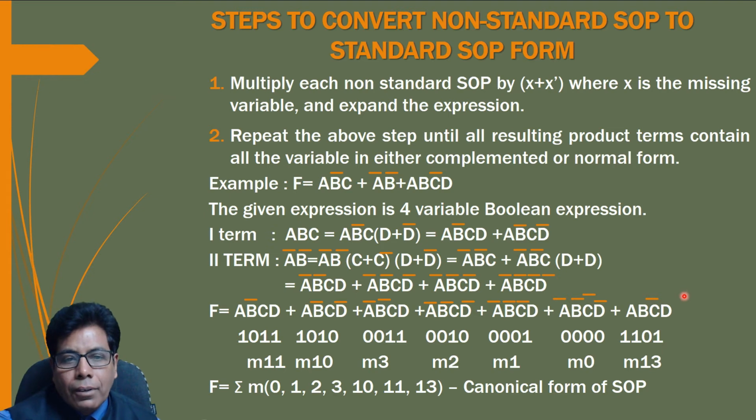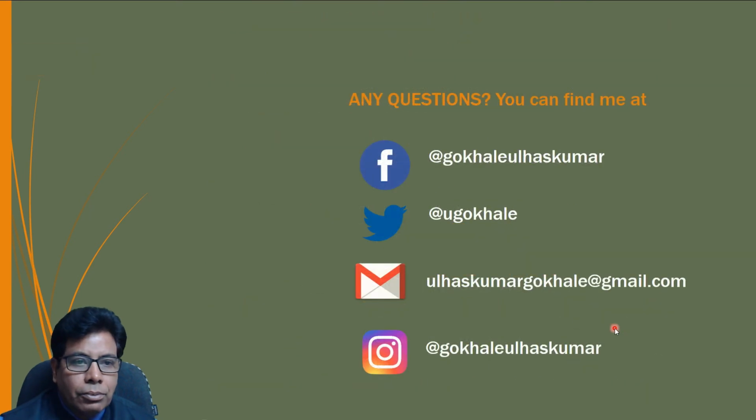So now all these terms, whatever we are getting, we can express in the algebraic form. So F is equal to summation of M 0, 1, 2, 3, 10, 11 and 13. This representation we call the canonical form of the SOP, sum of products. So this is how we can convert the non-standard SOP to standard form and then represent it in the canonical form. With this we come to the end of this video.